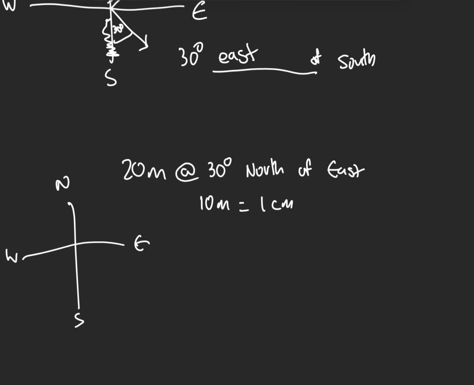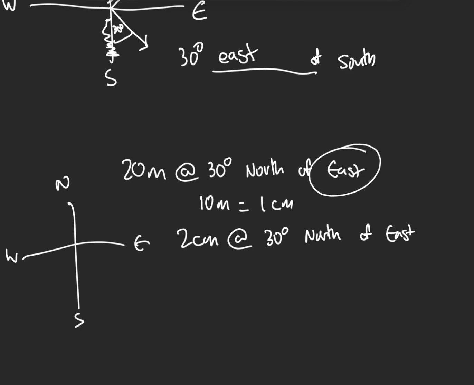So basically, we would need to graph 2 centimeters at 30 degrees north of east. Now, using the method that I showed you before, we know that it needs to touch the east line. So it would be here, right? Okay. And then we want 30 degrees. And it should be north and east, right? North of east. Okay. So this would be 2 centimeters, right?